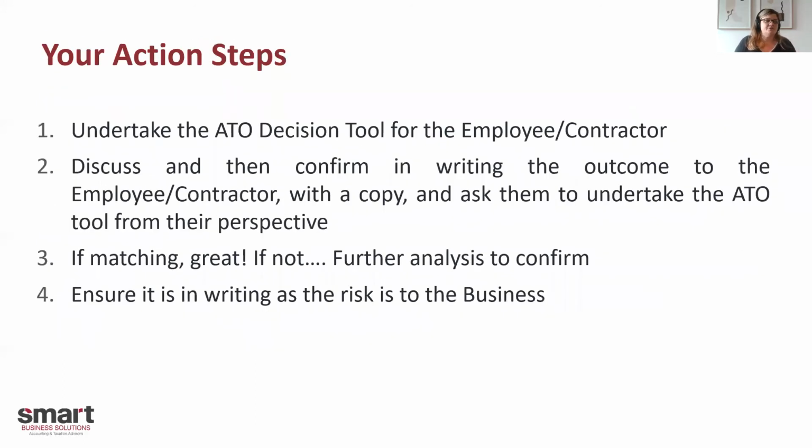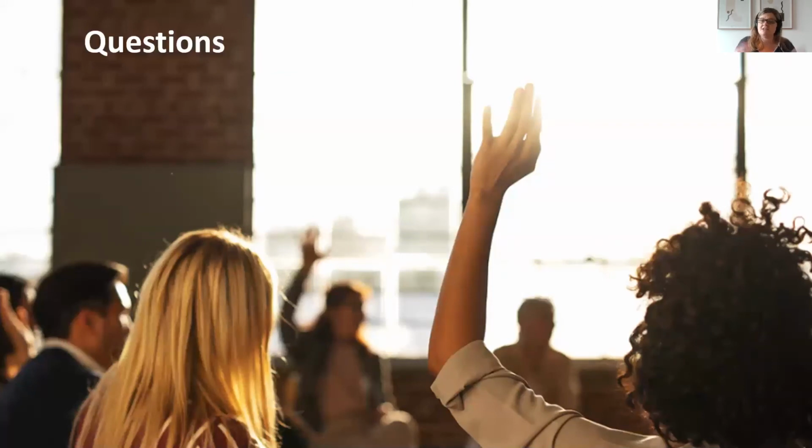So what can you do as a business owner? Definitely undertake the ATO decision tool for employee and contractor. So you undertake it, get them to undertake it as well. Discuss and see that you both got the same results, and communicate in an email to that particular worker saying, look, I want to make sure I get my obligations correct. Can you please undertake this ATO decision tool to check whether you're an employee or a contractor? And then you have that. If it's matching, great. If it's not, go through it, and then make sure you've got it in writing. So this will help you, should there be any issues that come up.